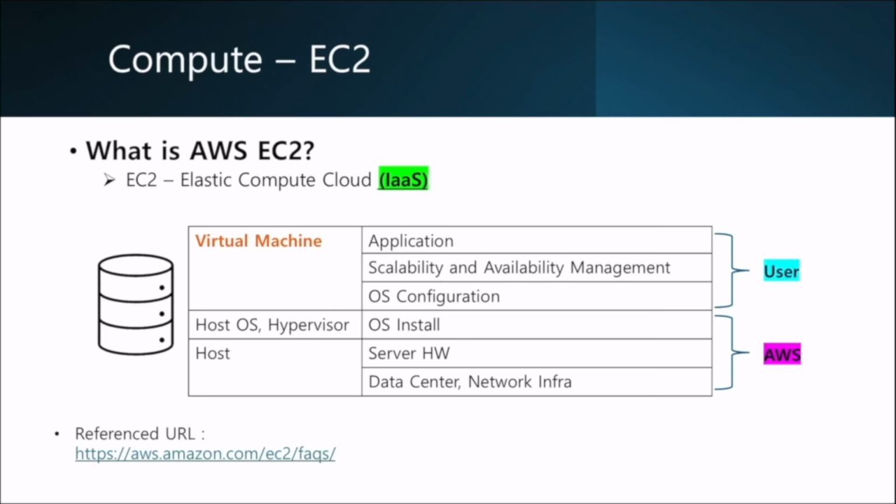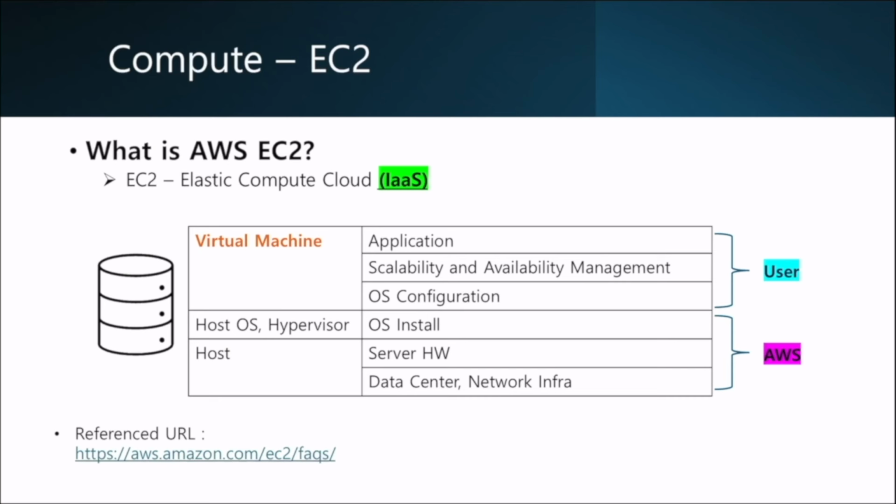First, we will learn about the most commonly used services in AWS. This service is EC2. The full name is Elastic Compute Cloud, and it is an IaaS service that provides servers. If we use a server at the IDC center, we will need a server rack, network infrastructure, and the OS of the server.